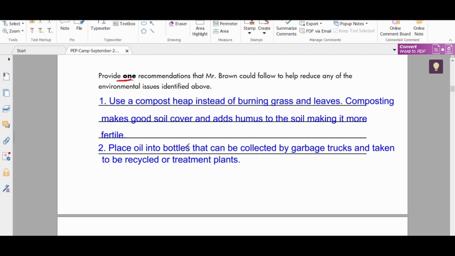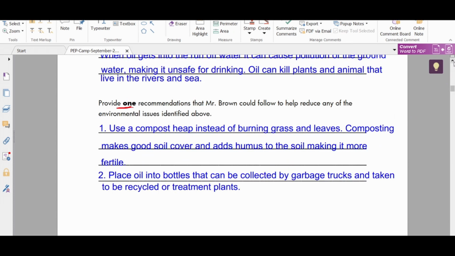Secondly, we could place oil into bottles that can be collected by the garbage trucks or other recycling agents, and taken to be recycled or to treatment plants. We have many instances where we are advised to do that. Take, for example, car batteries. We're not supposed to just dispose of them in the environment. We're supposed to take them back to a battery center, and they know how to take the lead out and recycle it so that it does not damage the environment.